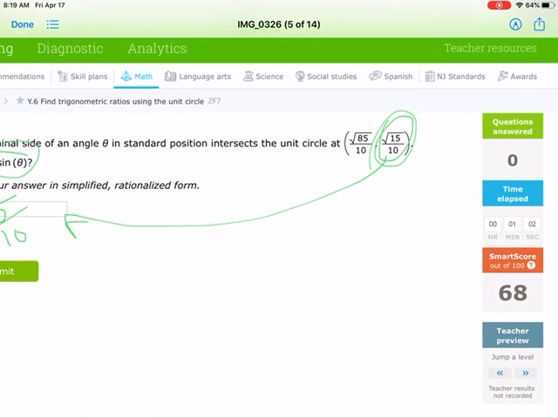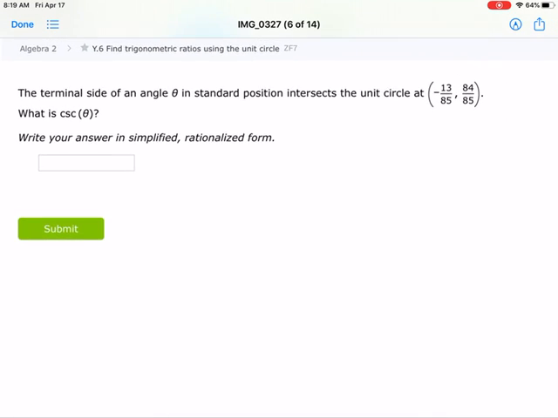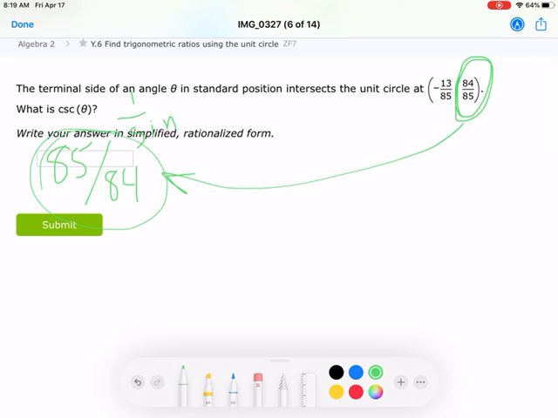Smart score of 68. We're getting up there. All right, what's next? Smart score of 81. What is the cosecant? The cosecant is the flip of sine. If that is sine right there, I'm just going to flip that, and that's the cosecant. So 1 over sine is the cosecant. 85/84 would be the cosecant. There's sine, 84/85. Flip that, and that gives you the cosecant.